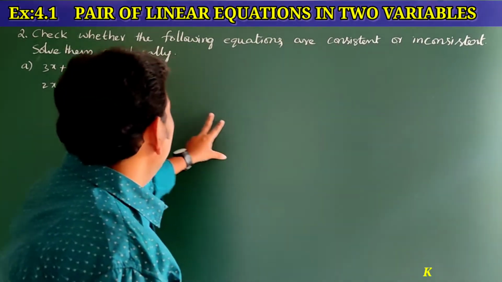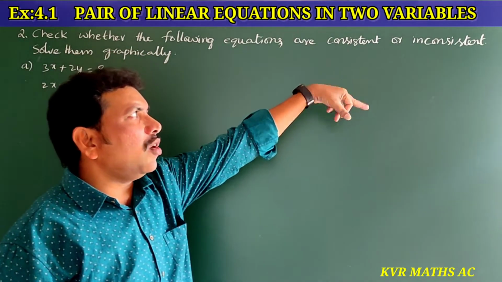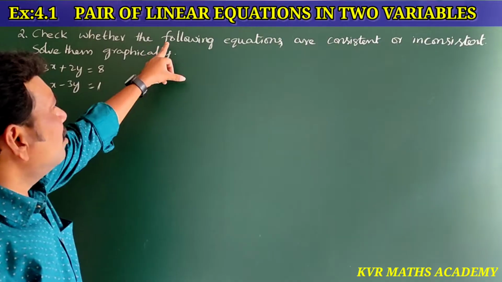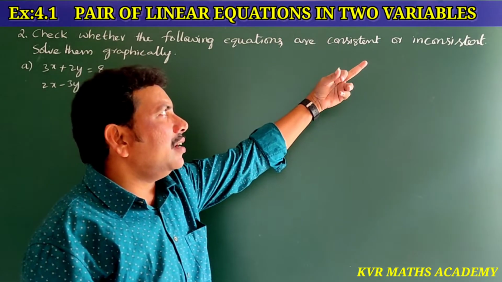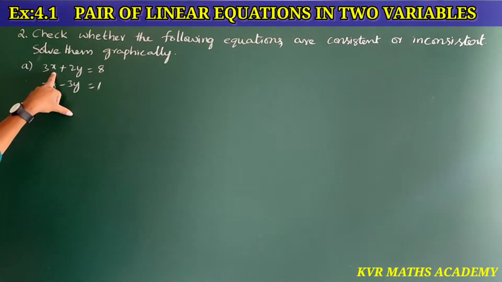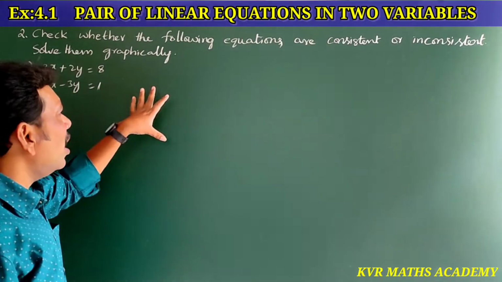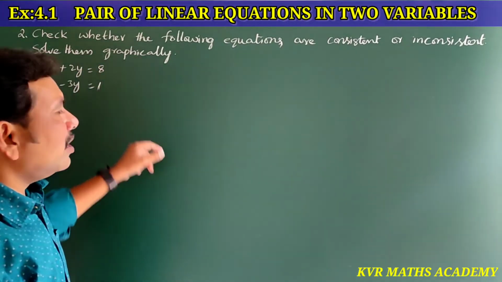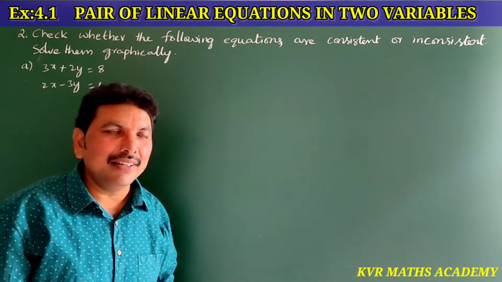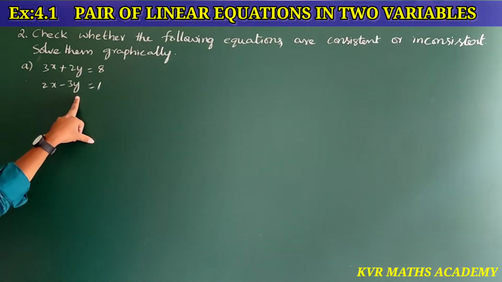See, this is the second question. Check whether the following equations are consistent or inconsistent. Solve them graphically. First A, problem A. Given 3x plus 2y is equal to 8, 2x minus 3y is equal to 1. So first we have to check whether these equations are consistent or inconsistent. Then we have to solve graphically, right? Given equations are 3x plus 2y is equal to 8 and 2x minus 3y is equal to 1.